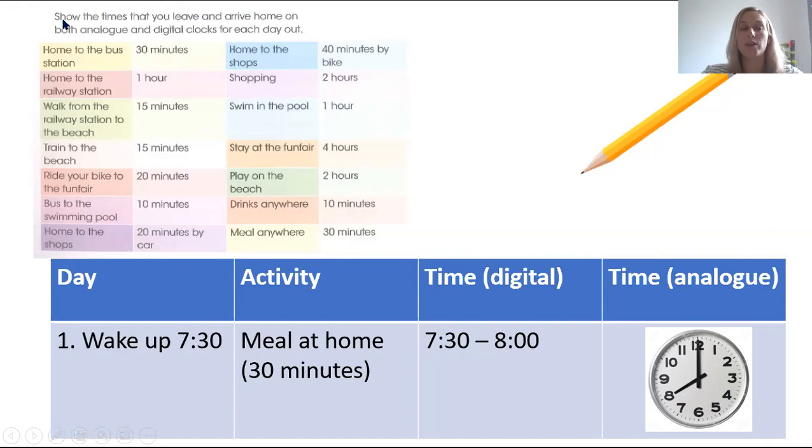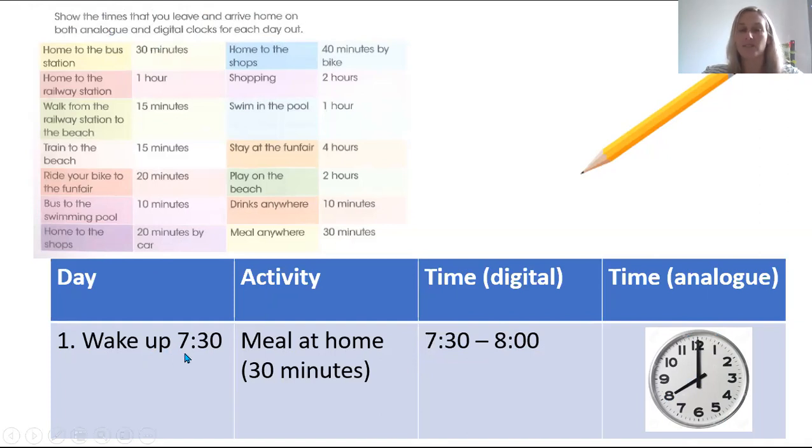Now, this is where it gets a little bit tricky. They want both analog and digital. This is my example. Day 1, wake up at 7:30. Activity, meal at home. I had breakfast. So I took my 7:30 to 8 o'clock, 8 a.m. in the morning, because we eat breakfast in the morning, right? I then drew the time on my analog clock face.